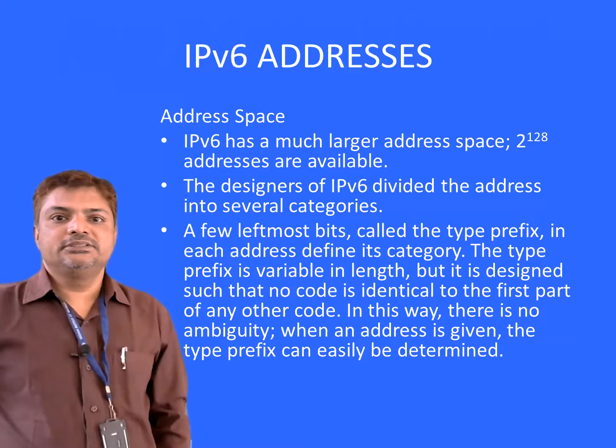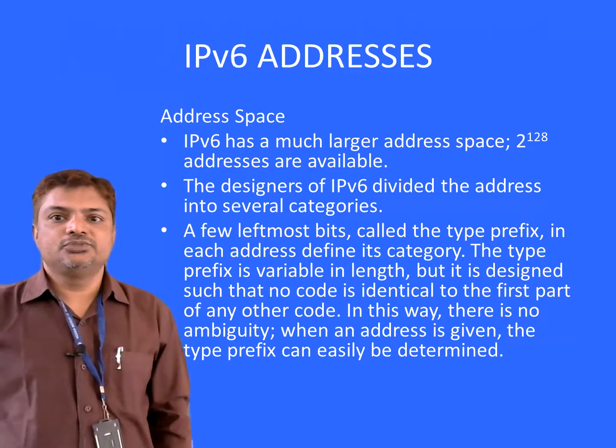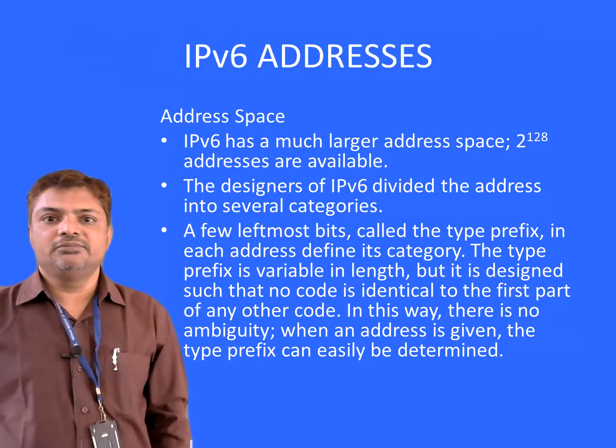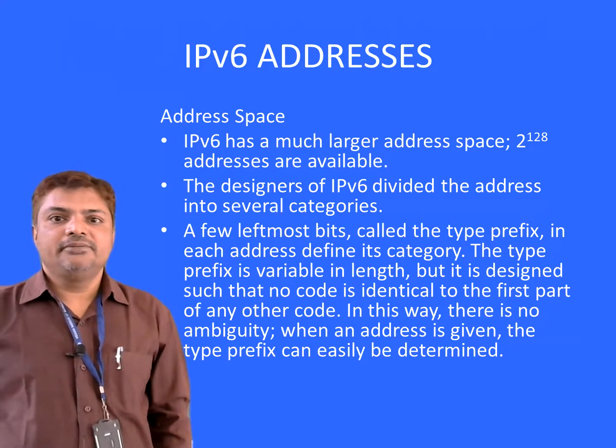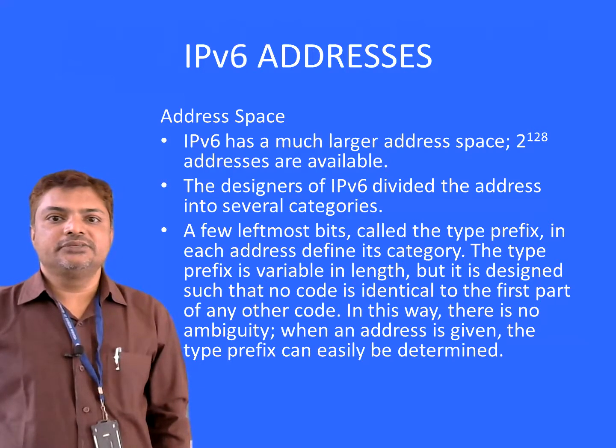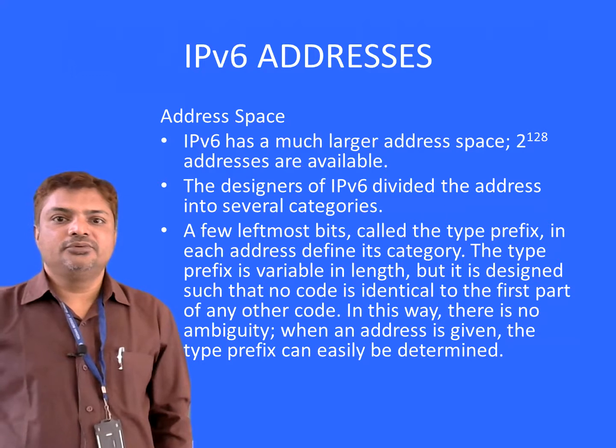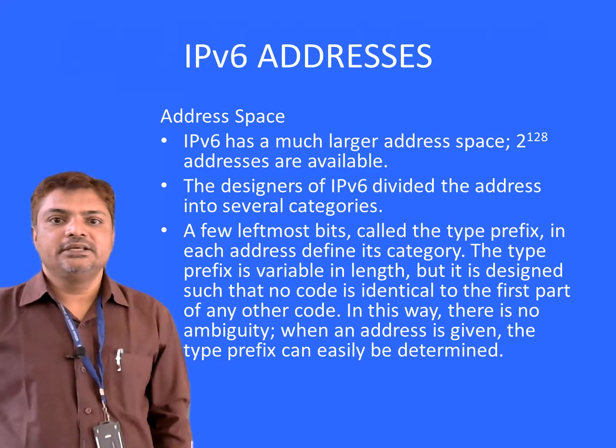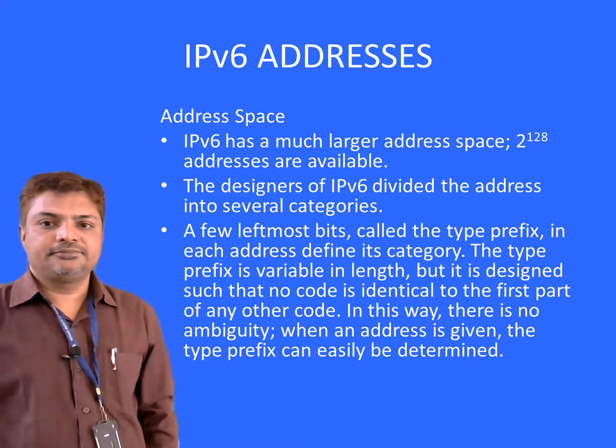Address space. IP version 6 has a much larger address space. 2 to the power 128 addresses are available. The designers of IP version 6 divided the address into several categories. A few leftmost bits, called the type prefix, in each address define this category. The type prefix is variable in length, but it is designed such that no code is identical to the first part of any other code. In this way, there is no ambiguity. When an address is given, the type prefix can easily be determined.